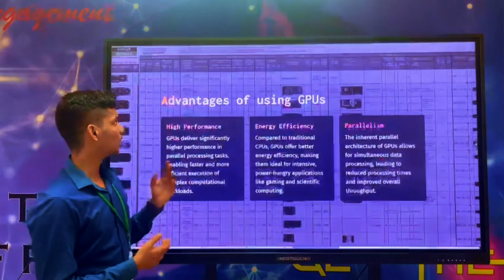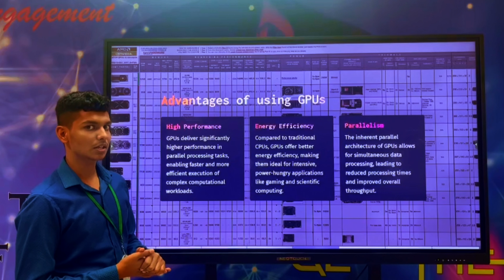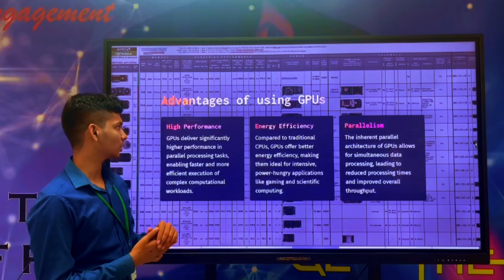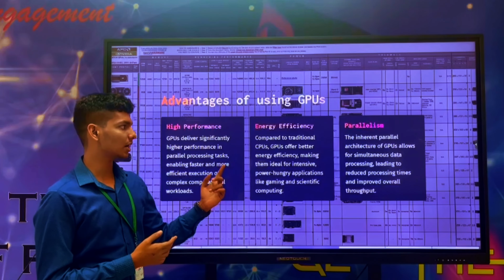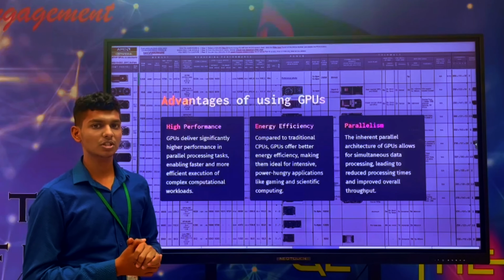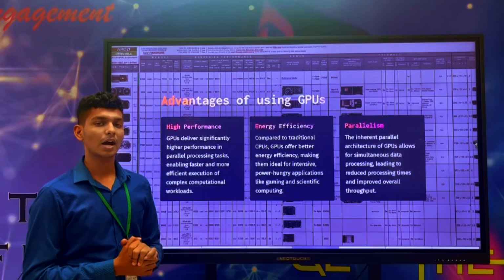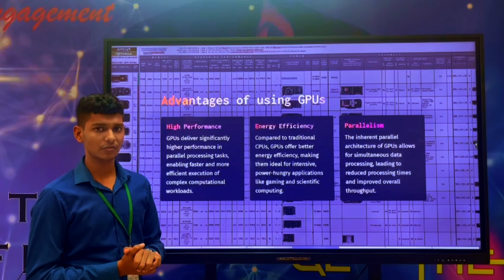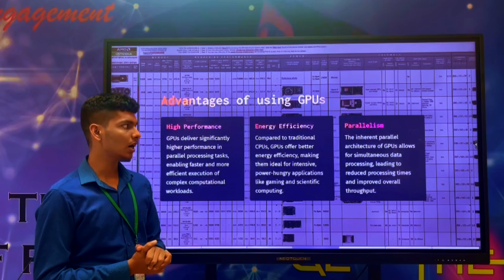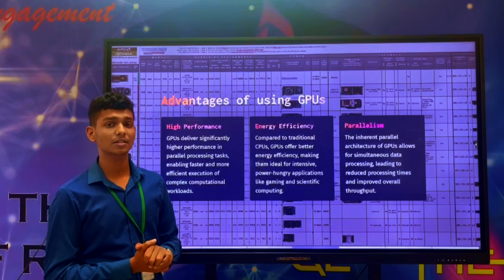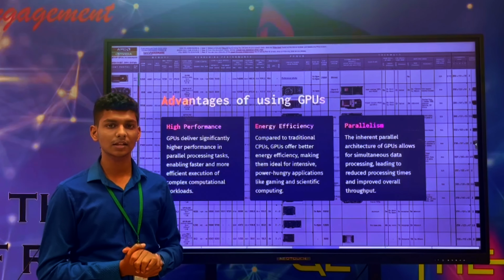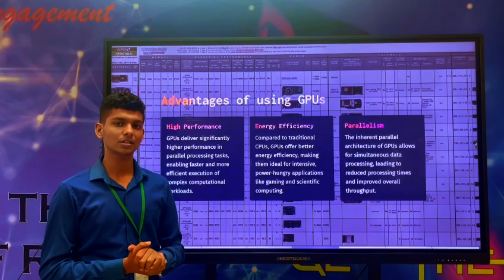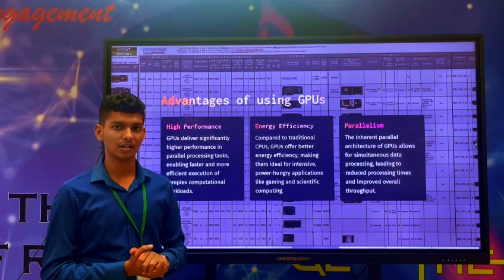Let us see about the advantages of using GPUs. GPUs help in three main things: high performance, energy and parallelism. High performance of a GPU can help in producing high quality graphics, and it is also very energy efficient compared to using a CPU. And finally, parallelism. Parallelism means that it can do multitasking and can handle large amounts of graphics rendering at a time.